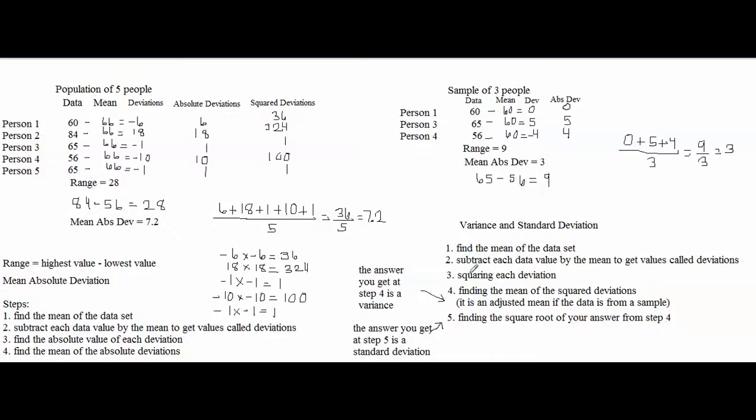We've squared each deviation. The next step is finding the mean of the squared deviations. I mentioned an adjustment here. We actually don't do any adjustment if the data comes from an entire population, like it does here. We just find the mean of the squared deviations. So how do we do that? Well, the mean of the squared deviations will just be the total of the squared deviations divided by 5. It's just the mean of these 5 numbers. So let's add those 5 numbers and divide by 5.